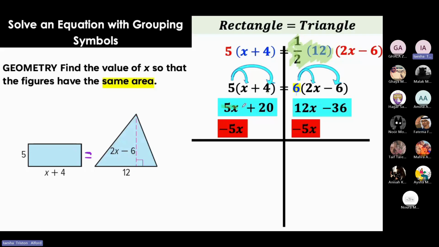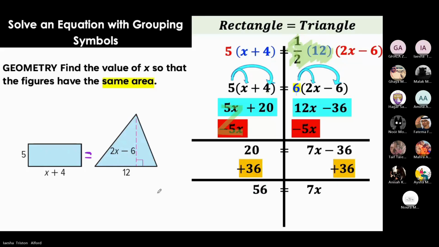5x subtract 5x, this is making 0. The 20 stays. Keep the equal sign down. 12x subtract 5x gives positive 7x. Subtract 36. Then add 36 both sides. Then divide 7 both sides. Equal positive 8. Okay, so x is going to be positive 8.